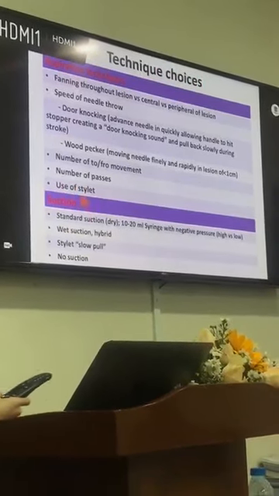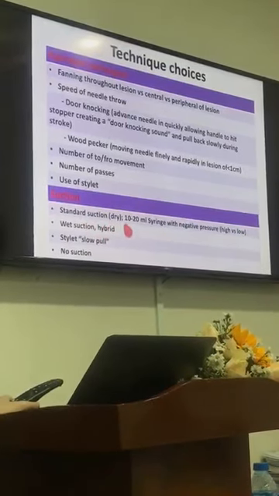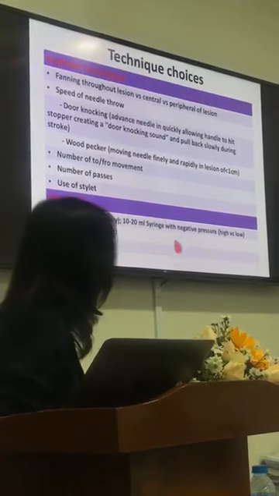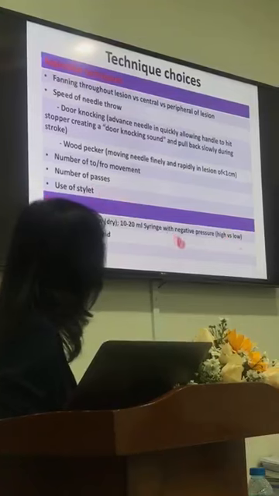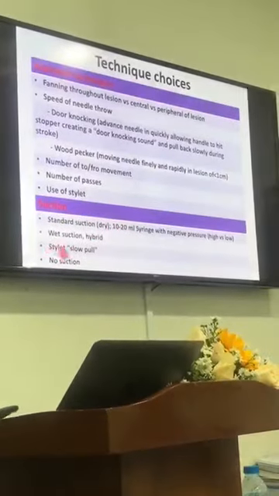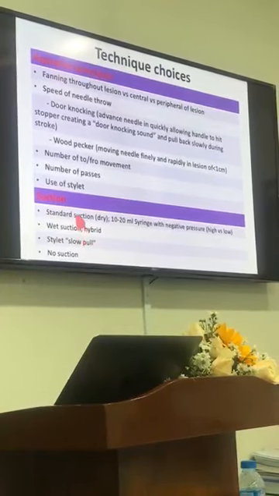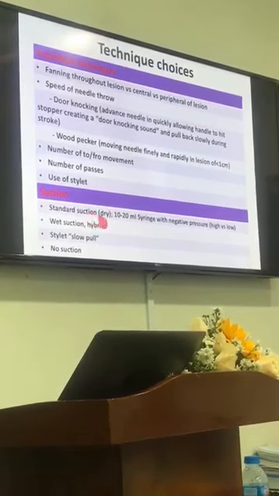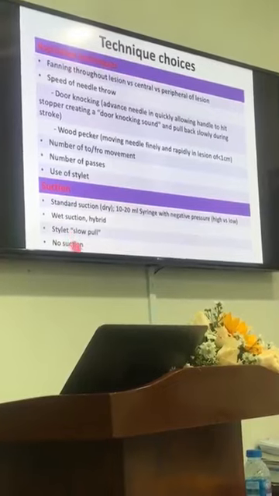What about suction? We used to use the standard dry suction technique using a 10 to 20 negative syringe. 20 is considered high pressure, 10 is low pressure, that's called dry suction or standard suction. Wet suction has been proposed using saline. You basically prime the needle with saline and you do the aspiration that way. Some people don't use suction at all.